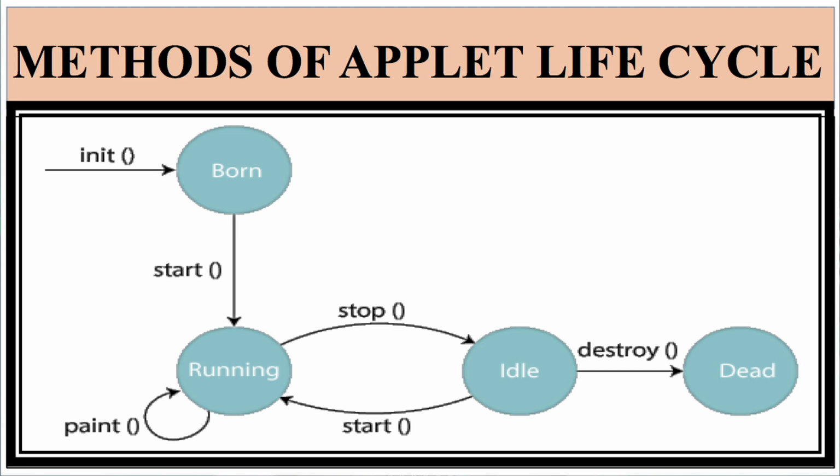Now, we have this pair of start and stop functions. The stop function will hold the applet and send it to the idle stage, and when it restarts, it will come into the running stage again. So, this is the pair of start and stop functions, and we can use both. And finally, the destroy function will kill the applet and it will move to the dead stage.